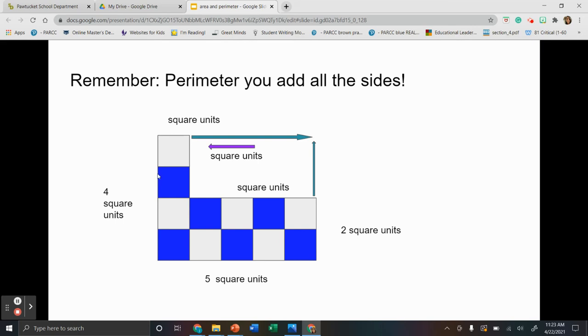So here's 1, 2, 3, 4. 4 square units. And here's 5 square units. 1, 2, 3, 4, 5. So here they tell me there's 2 square units. And so we would have to add up all the sides. We'd have to add up this side, this side, this side, this side, this side, and this side. Now, sometimes they're going to give you all of the sides, and all you're going to do is add it up.